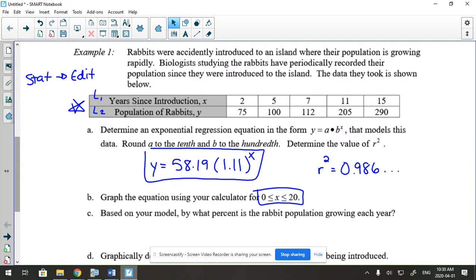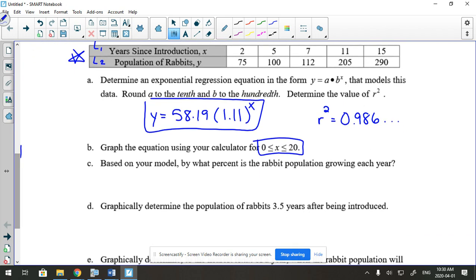So let's go to part C. It says, based on your model, by what percent is the rabbit population growing each year? So I basically want to know how much it's doubling or tripling, or is it increasing by 1.5 times each time? What you're going to get your answer from is your b value in the equation. So my b value in my equation, anytime it says what's it increasing by, what's it decreasing by, you're going to be looking at your b value, which remember is this guy right here. So my b value is 1.11, and I want to know what percent is it growing each year.